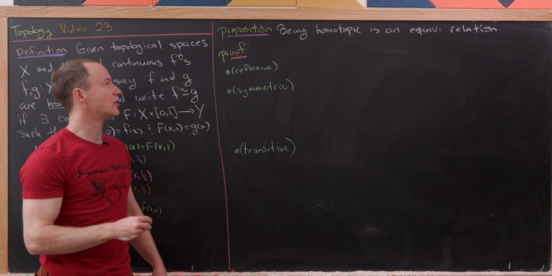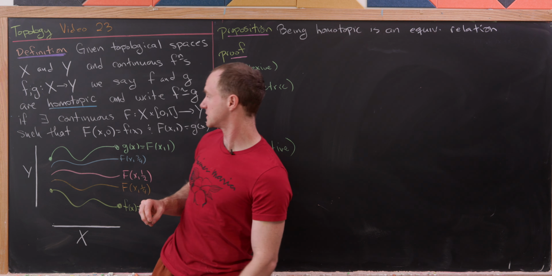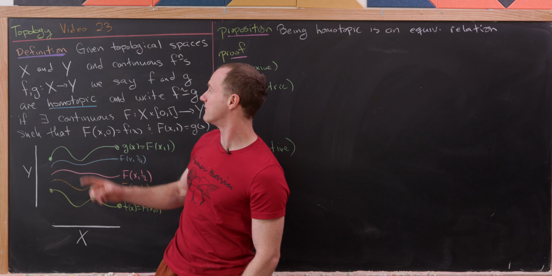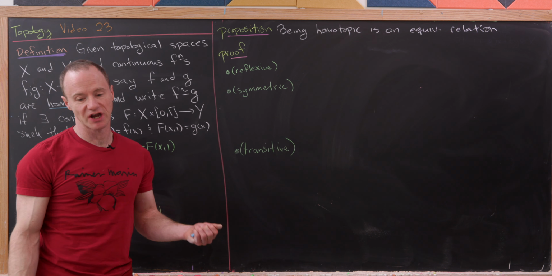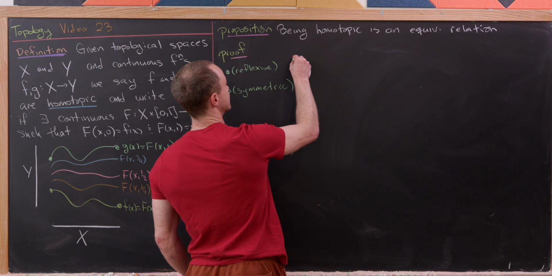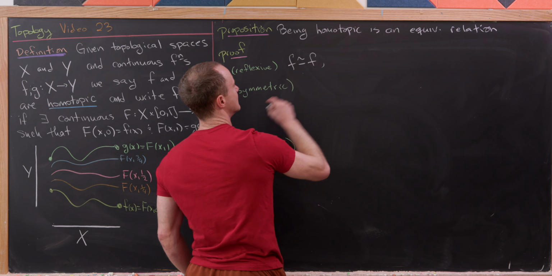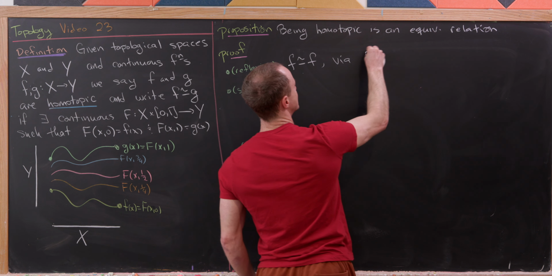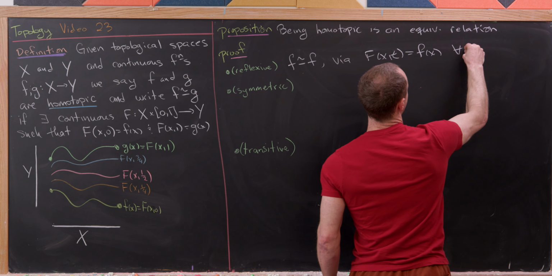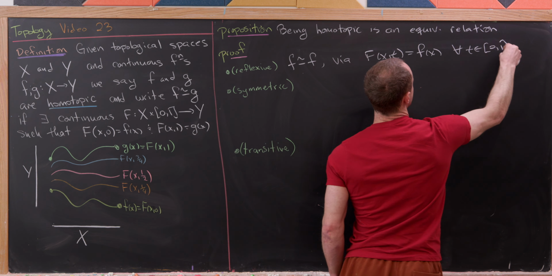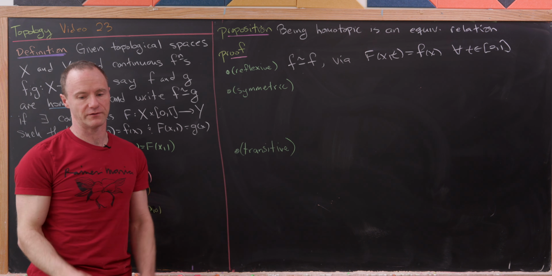Okay, so now we're going to show that being homotopic is an equivalence relation. So it's going to be an equivalence relation on the set of functions from X to Y. And so we first need to check that it is reflexive. So let's show that f is homotopic to itself. That's pretty quick because we can just define our F of x, t to be f of x for all t in the unit interval. So it's not really a constant function, but it's like a constant curve, if you will.